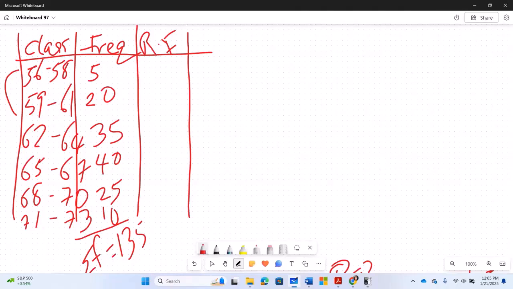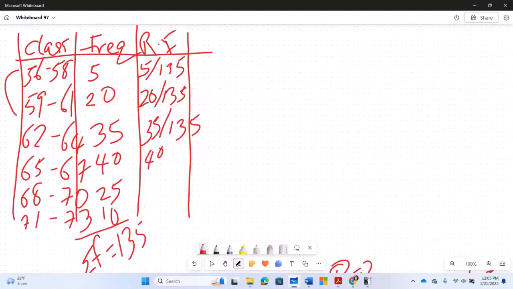Therefore, the relative frequency of the first class is frequency of class over total frequency. Relative frequency of second class is frequency of class over total frequency. I want to leave my answer in fractions like this, even though some of them can be simplified. This is 35 over total frequency. Relative frequency of this class is 40 over total frequency, 25 over total frequency, 10 over total frequency.